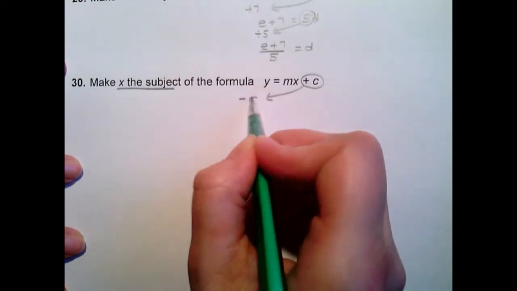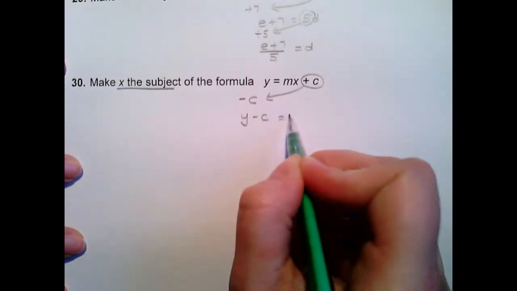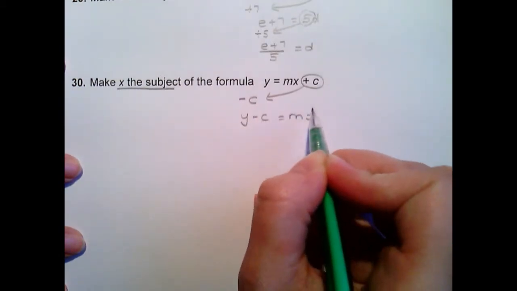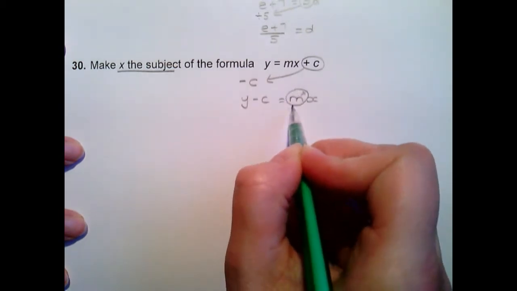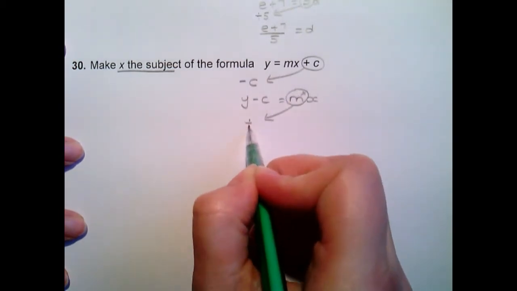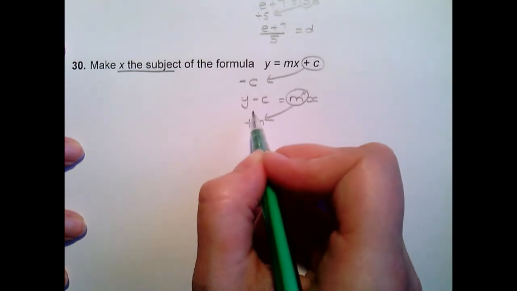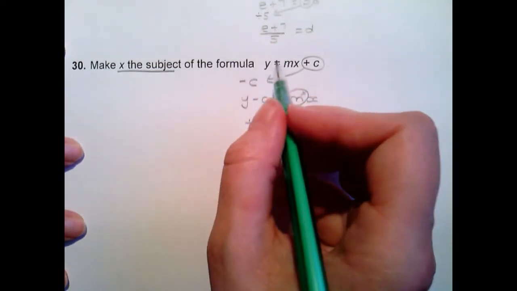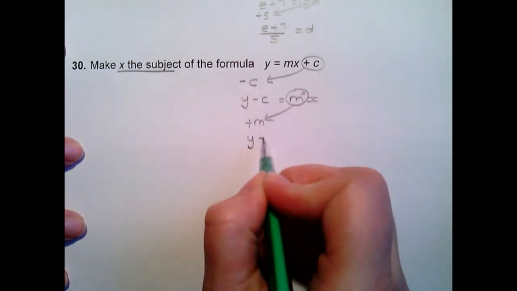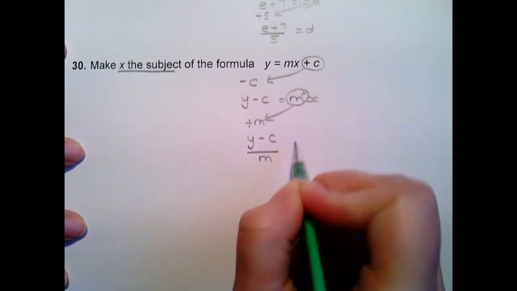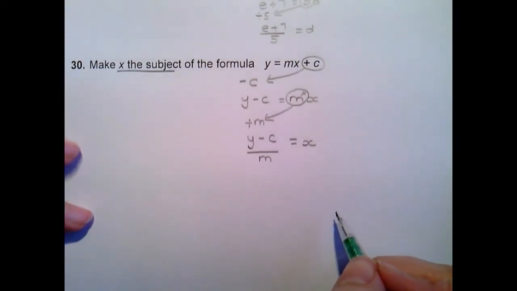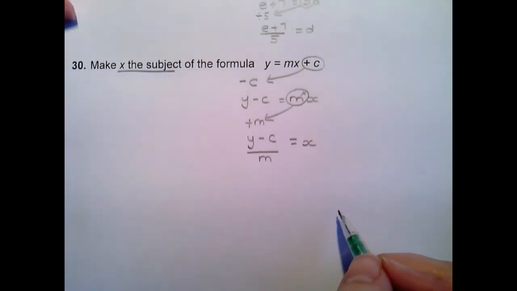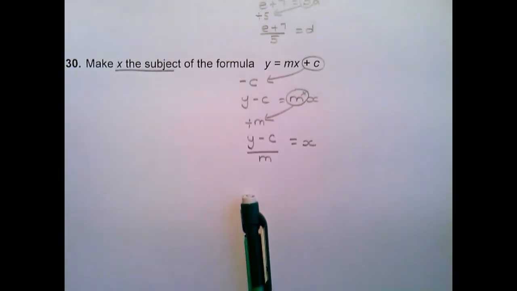So you've got y take away c on the first side equals mx, and m times x. To get rid of the times by m, then bring it over there and divide by m. And then this will look a wee bit like the last question. You'll just have a massive fraction with y minus c on the top, m on the bottom, and then x on its own. So you've rearranged the formula, you've got x on its own, you've made x the subject. Okay, that's the end of algebra.